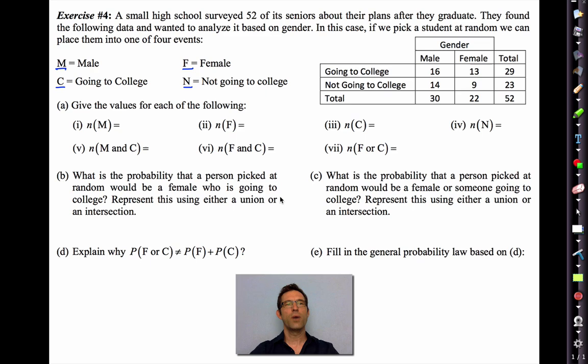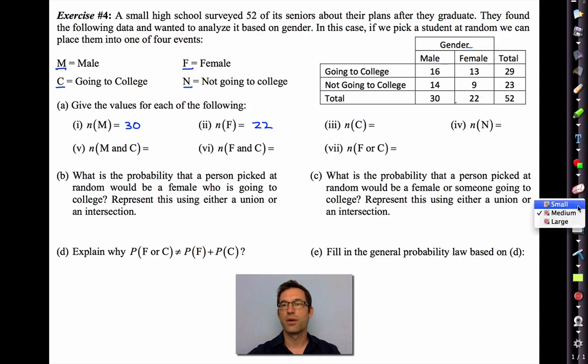All right. Well, NM, we want to know the number of males. Well, here's the category of male, and here's the total number of males. So there's 30 of those. 30 of those things we call males. All right. Number of females. Well, here's the females, and in total there's 22 of them. Right?